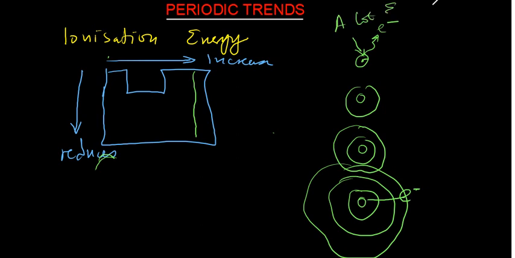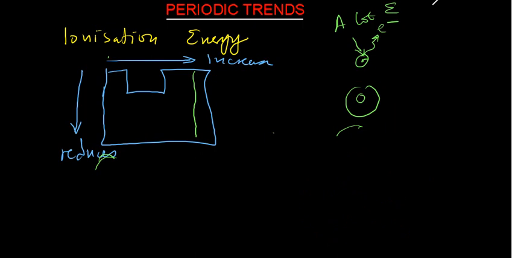A lot of energy. But with this one, the distance is far away from the nucleus, and so the electron is loosely held to the nucleus. So you just supply a little energy, and the electron will be able to go out. So that explains why ionization energy reduces going down.